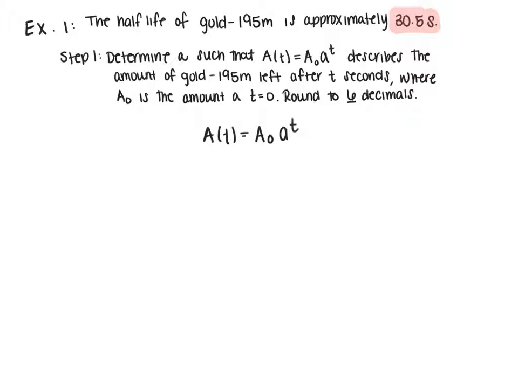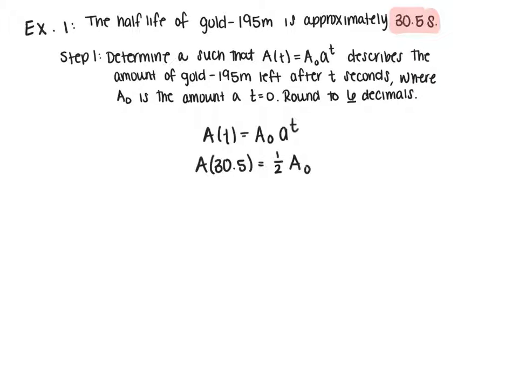What this half-life means is that the amount of gold left after 30.5 seconds, because that is its actual half-life, is going to be half of the original amount. So again, after 30.5 seconds, the amount that's left is going to be half of the starting amount. I got this 30.5 from the half-life being defined by that number. So again, the amount at 30.5 is half of the starting amount.